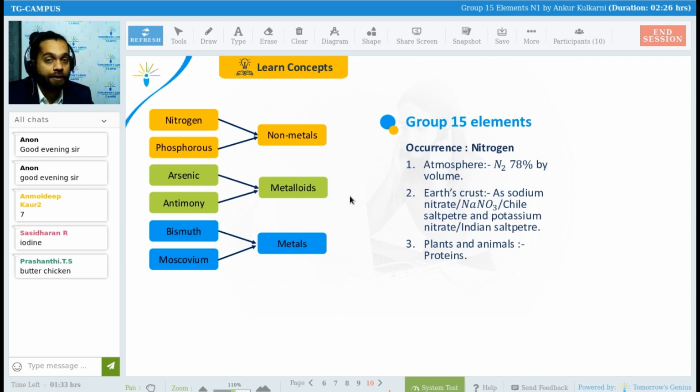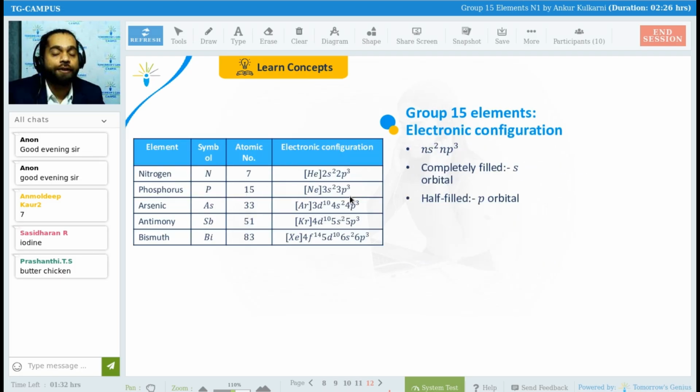Okay, so nitrogen is maximum in the atmosphere. Now from the earth crust, how do we get nitrogen? We get nitrogen from sodium nitrate, that is nothing but NaNO3. Correct, that is the major source of nitrogen from the earth crust.